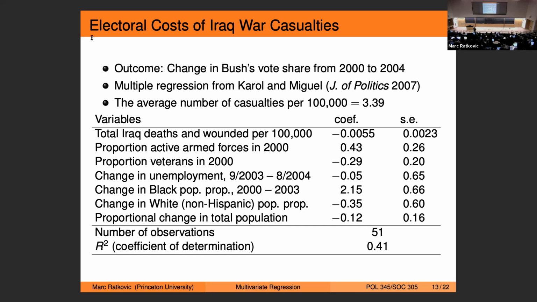Okay, so the question is, what else did he control for in this regression? Well, the proportion active in armed forces in 2000, the proportion veterans in 2000, which might be driving enlistment, the change in unemployment because the economy kind of affects everything, the change in the Black population proportion 2000 to 2003, because we're talking about support for any presidential candidate in the United States, the change in the white population in each state, because all of those have an effect on turnout and vote outcomes, and the proportional change in total population. So that's what he adjusted for.